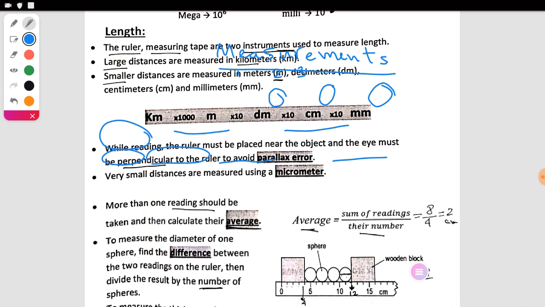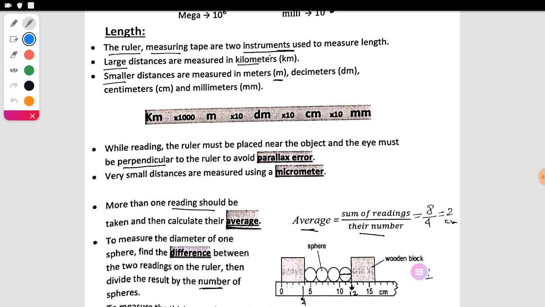In case of large distances, they are measured by kilometer. The distance between Cairo and Alexandria is, for example, 200 kilometer. We cannot use meter or centimeter, not suitable for it. For large distances, we use kilometer.